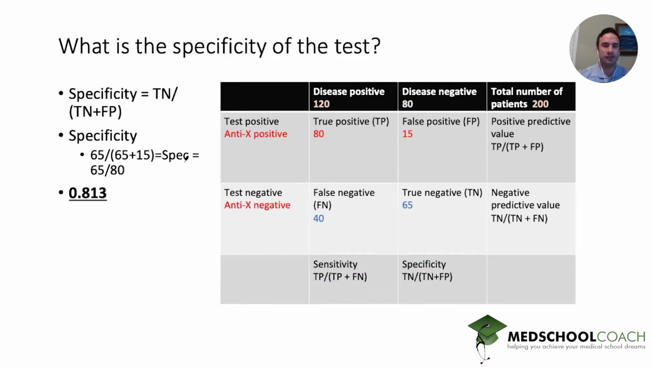We said that the specificity was true negative divided by the quantity true negative plus false positive. So looking at this, we see that true negatives, those patients who had a negative test and had no disease, they're truly negative, divided by the quantity of true negative, so 65, plus the false positive. So that gives us 65 over 80, which gives us a value of 0.813.